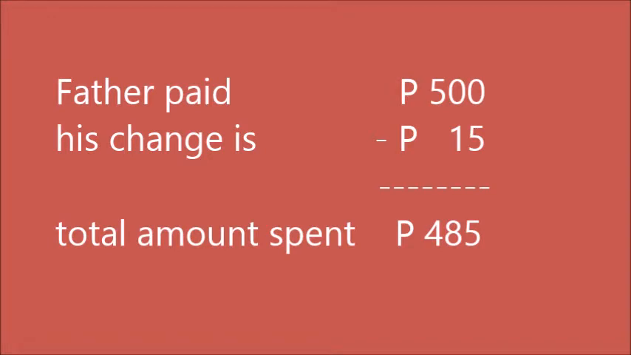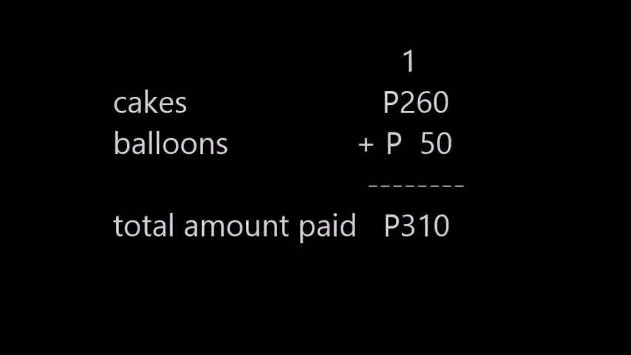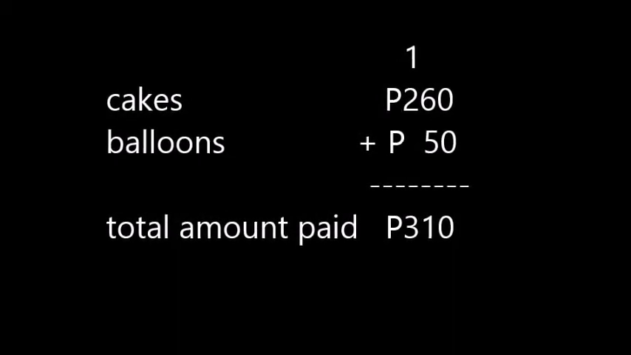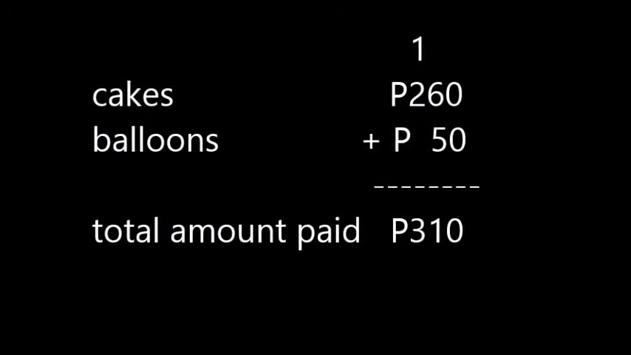Now, it's the twins' birthday, and I bought cakes and balloons. How much did the cashier charge me? Now let's just add the following. Let's bring down 0. 6 plus 5 is equal to 11. Let's bring down 1 and carry over 1. 1 plus 2 is equal to 3. The total amount charged is 310 pesos.